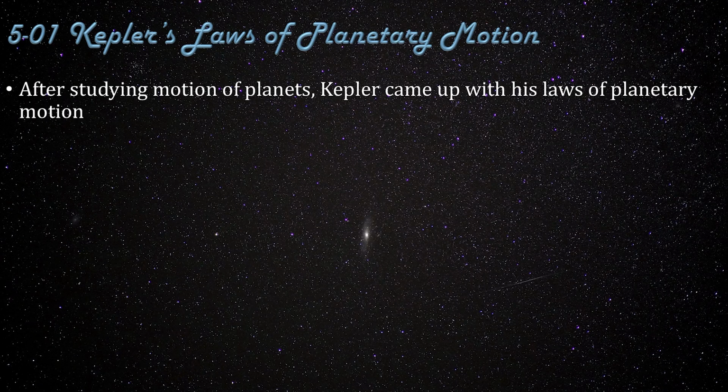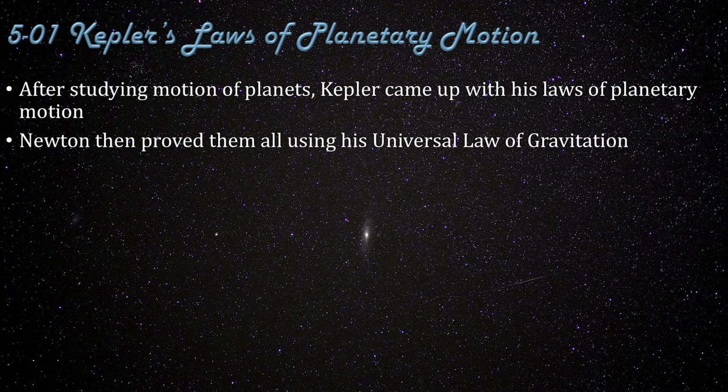Kepler had a mentor named Tycho Brahe, and Brahe plotted the positions of all the planets over a long period of time. Kepler used all that data to come up with the pattern that the planets made and to come up with equations to model them. Newton then proved them all using his universal law of gravitation.